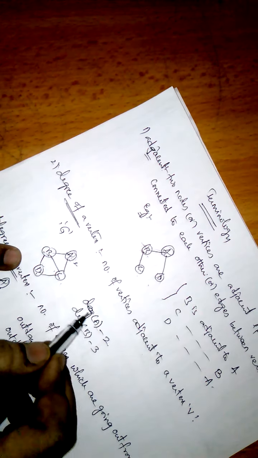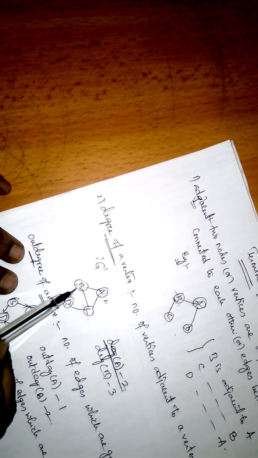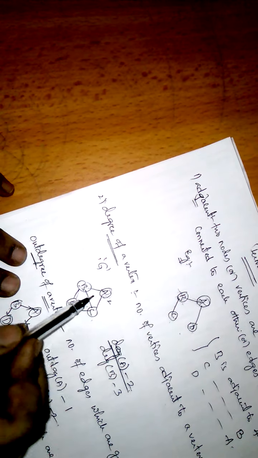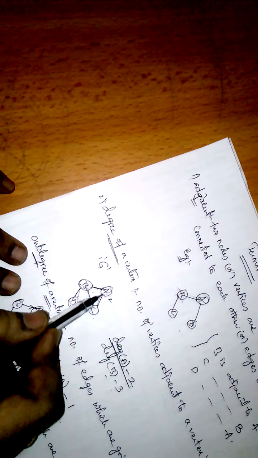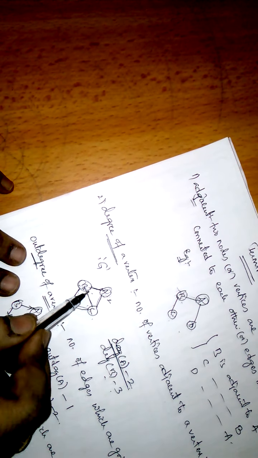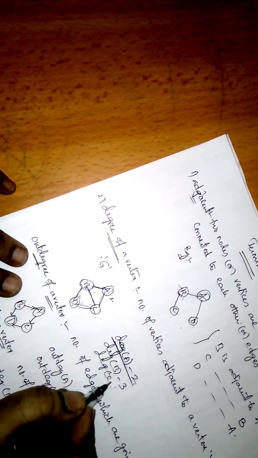How do we represent it? The degree of A is 2. Now how many vertices are adjacent to B? What is the degree of B? 1, 2, 3. So the degree of B is 3. What is the degree of C? 1, 2, 3. A, B, D are adjacent to C. So the degree of C is also 3. This is called adjacency of a vertex.